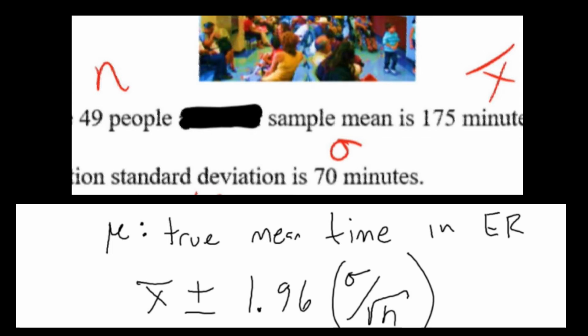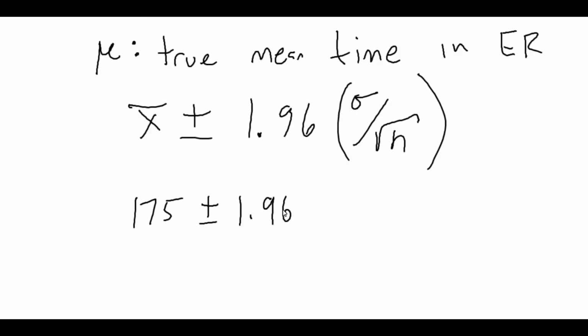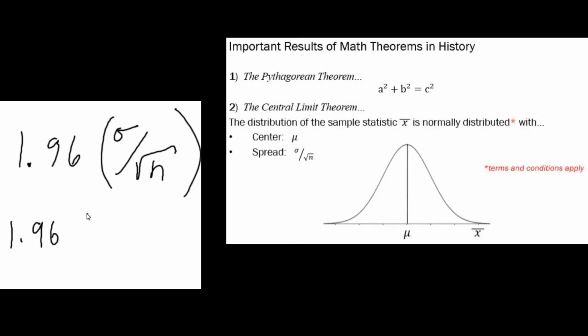given, all right? So from our sample of 49, our sample mean is 175, and then we're going to add and subtract the margin of error. The margin of error is composed of the critical value 1.96 times the standard error, and we can calculate the standard error by taking the population standard deviation and dividing it by the square root of the sample size, which is a result of the central limit theorem.